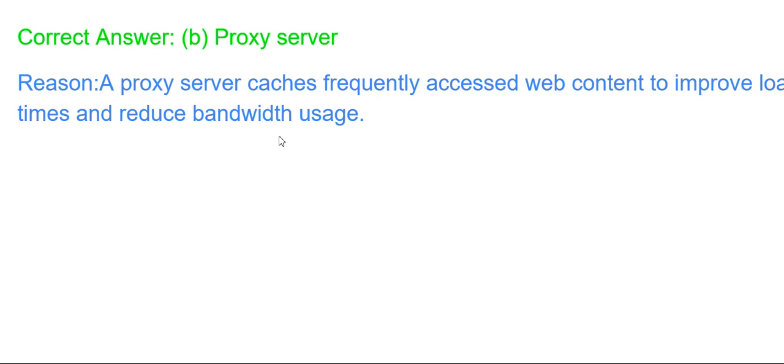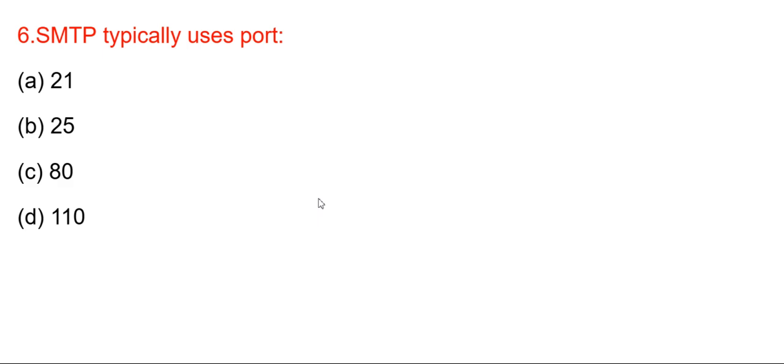Proxy server. So in our labs, our lab in-charge used to say to change the server to proxy, and we didn't understand what the use of this was. Later we understood that in order to make browsing faster, we were asked to change the port number or servers to proxy. So the reason is a proxy server caches frequently accessed web content to improve load times and reduce bandwidth usage.